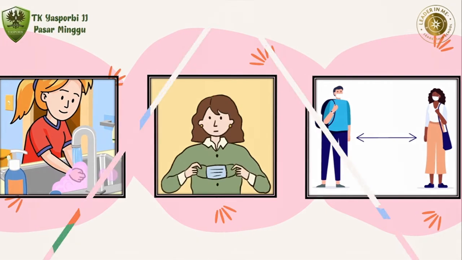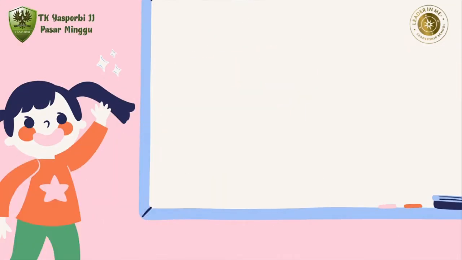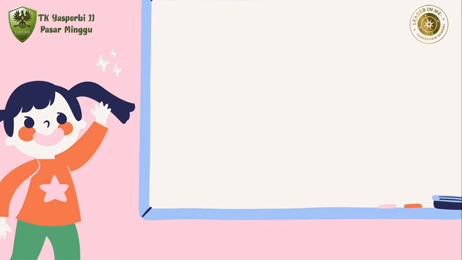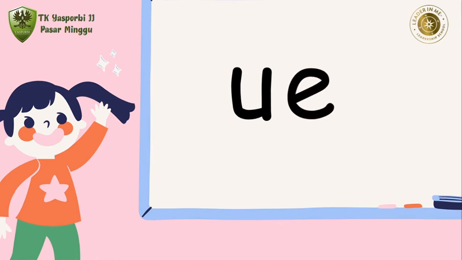Okay friends, now Miss Monique will tell you which letters make oo sounds. There are two letters, U and E. U and E make oo. Oo.